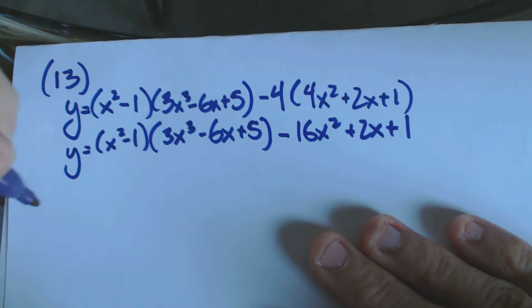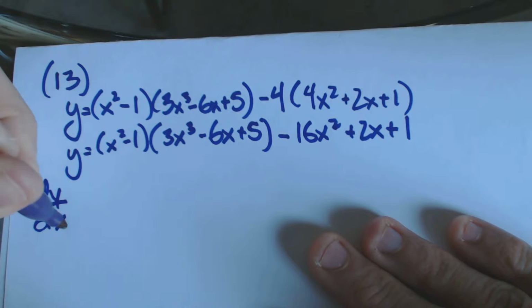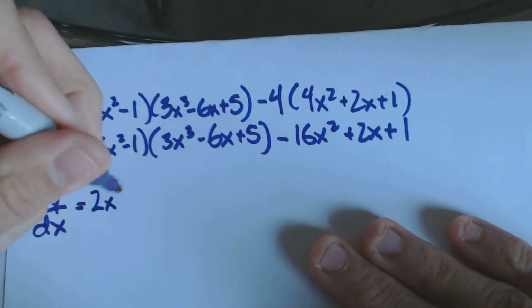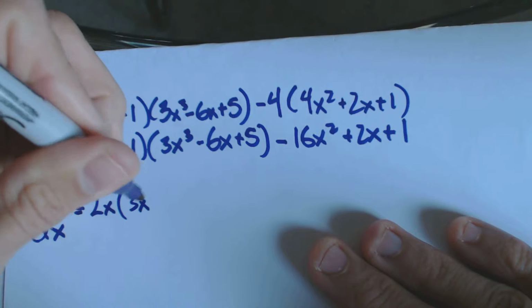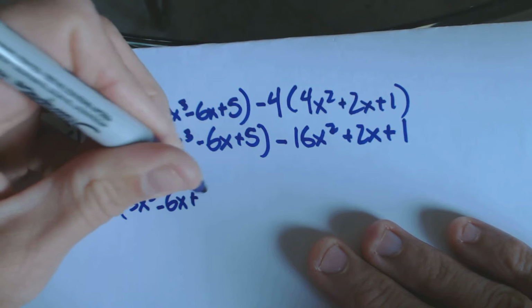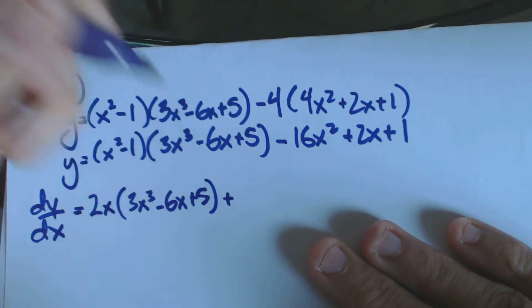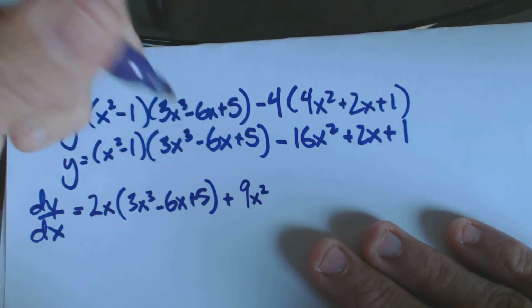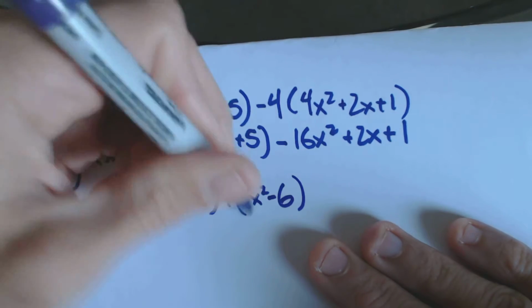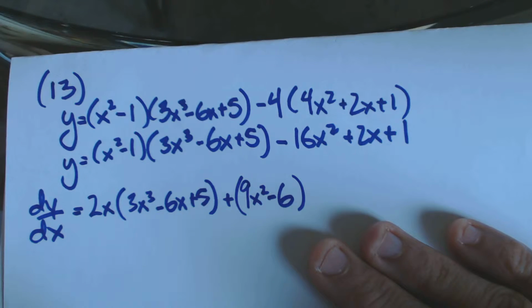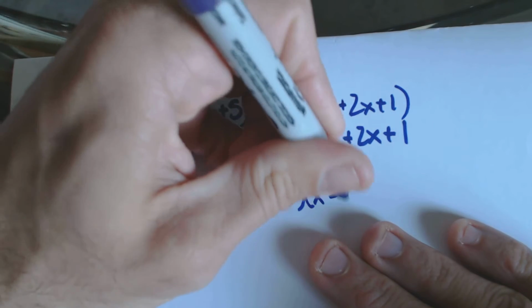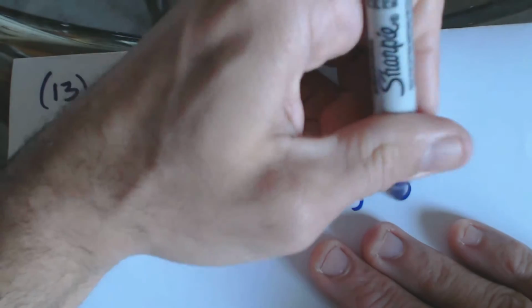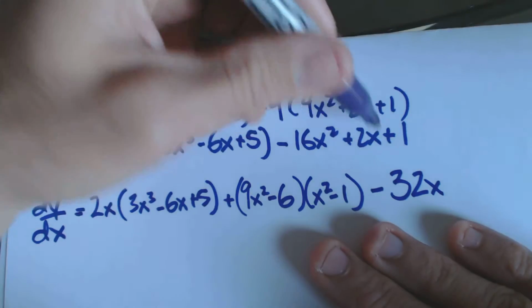Let's take the derivative of this. dy/dx is going to equal the derivative of the first term, which is 2x, times the second term, 3x cubed minus 6x plus 5, plus the derivative of the second term, which is 9x squared minus 6, times the first term, which is x squared minus 1. And then we'll take the derivative of these terms, minus 32x plus 2.